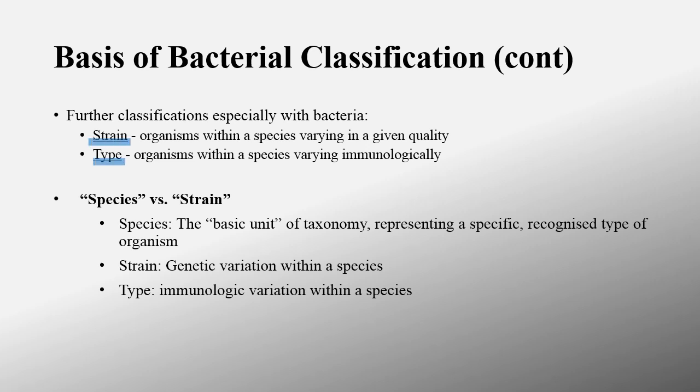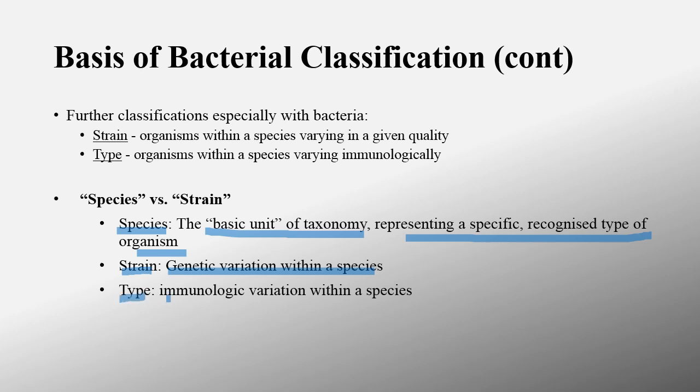So strain means an organism within a species varying in a given quality. If it's a type, it means an organism within a species with varying immunogenicity. So in conclusion, if it's a species, it is a basic unit of taxonomy, representing a specific recognized type of organism. If it's a strain, it is a genetic variation within a species. If it's a type, it is based on the immunogenic variation within a species.